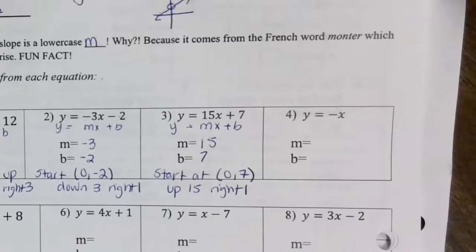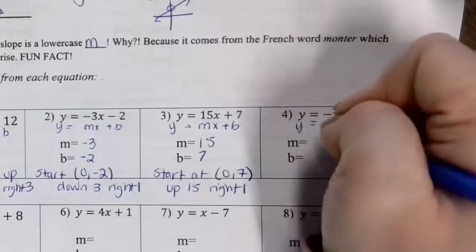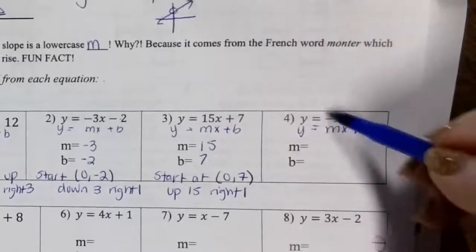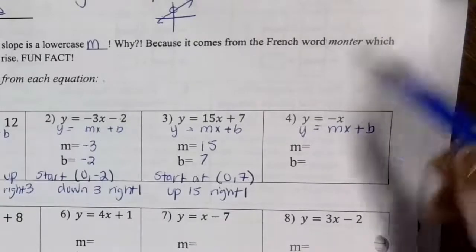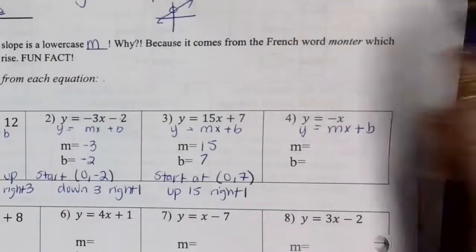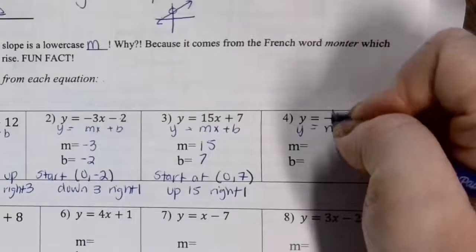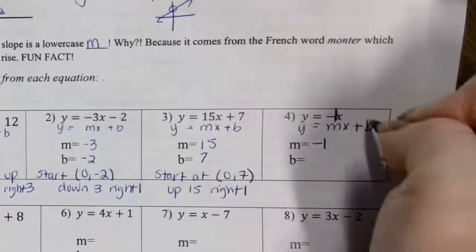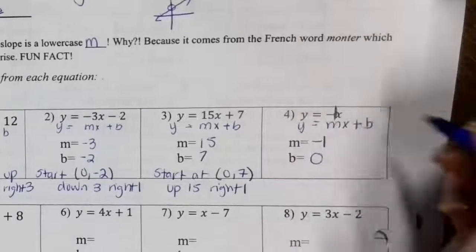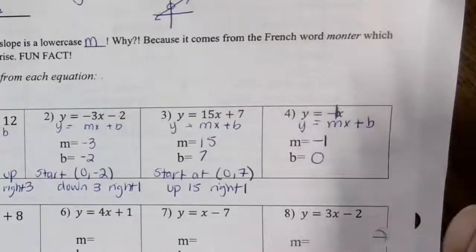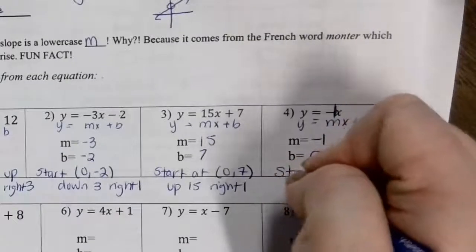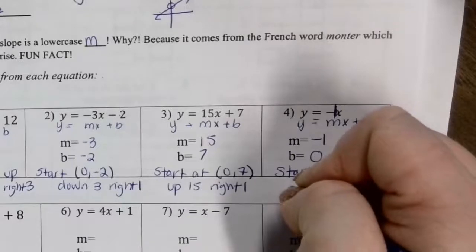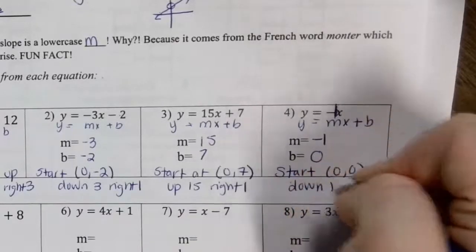Okay, for this last one, this one's a little tricky, and the reason it's tricky is because you don't actually see a number in front of your x. But what I know is 1 times anything is itself. So what's actually here, even though we can't see it, is a 1. So the slope is -1. Now because I do not see my y-intercept, it's 0. So this tells me I would start at the origin, or 0, 0. Then I would go down 1, right 1.